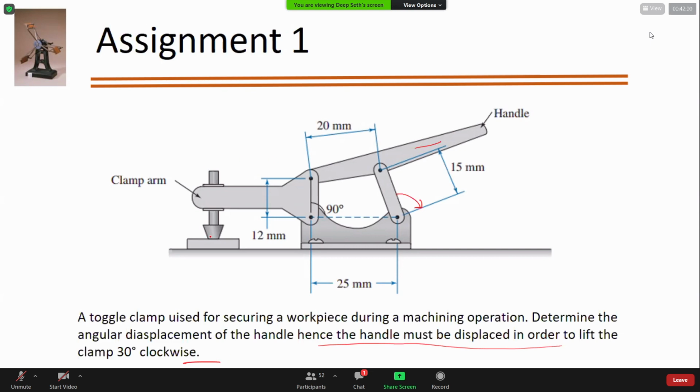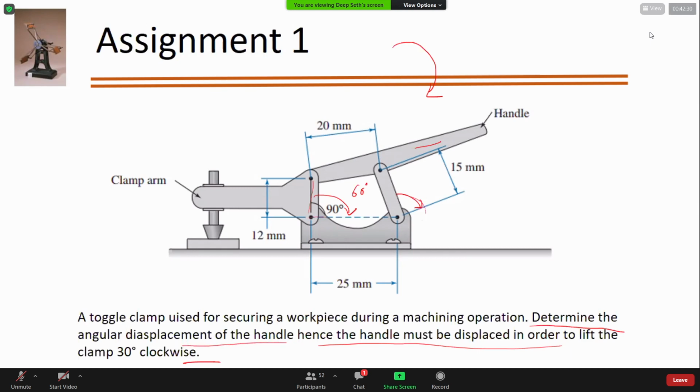Okay, so right now in this position, your clamp is locked. It is at 90 degree. And you want to move this clamp 30 degree clockwise. So what is the clockwise direction? This is the clockwise direction. So if you move this 30 degree clockwise, this angle will become 60 degree. So this is what we want to do. And I want to determine what angle you will have it over here. So this is what we want to determine, the angular displacement of the handle.